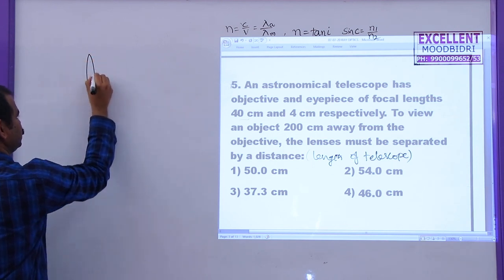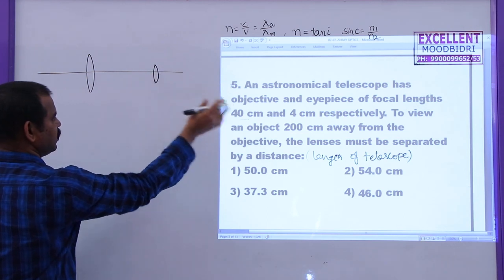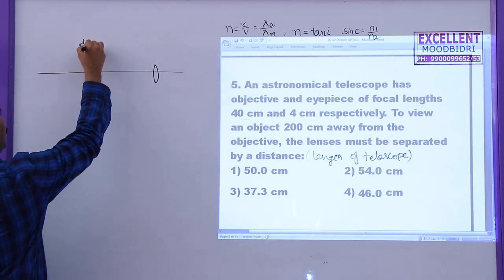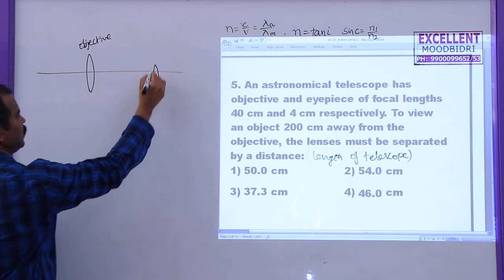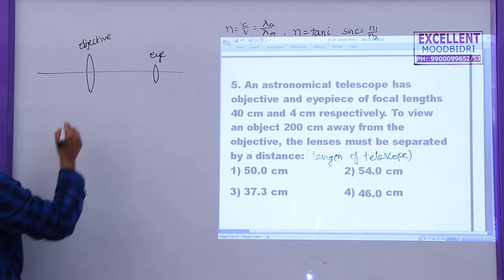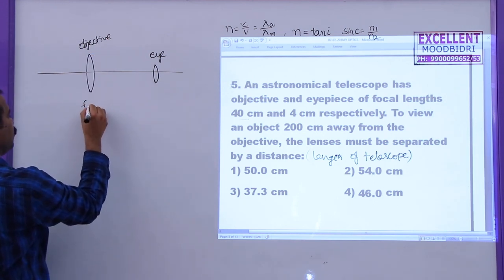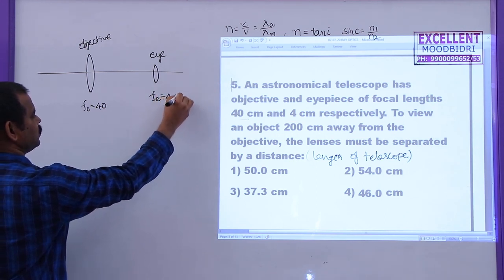Here we have the objective, and this is the eyepiece. In a telescope, the objective always has greater aperture as well as greater focal length. The eyepiece has less aperture and less focal length. So what is the focal length of the objective? FO is equal to 40. What is FE? This is 4 centimeters.